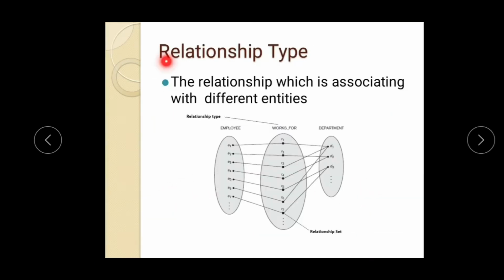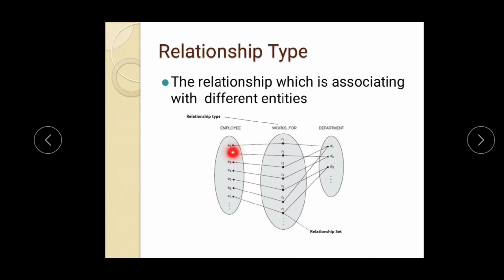You can see the term relationship type. We all know what a relationship is. A relationship is nothing but the association between two entities. For example, here we have entities E1 and D1. This R1 is a relationship that associates E1 and D1. Similarly, R2 is a relationship that associates E2 and D2. Similarly, R3 is the relationship that associates E3 and D1, and so on.